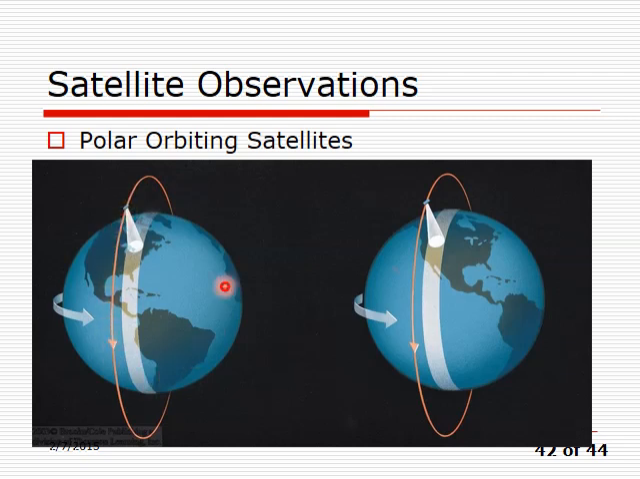These satellites usually have an orbital period. To make one complete orbit, they take about 90 minutes. Compared to the geosynchronous satellites, which take 24 hours to make one complete orbit.